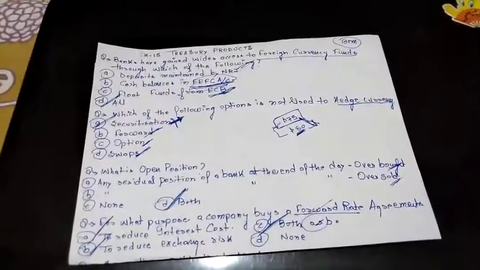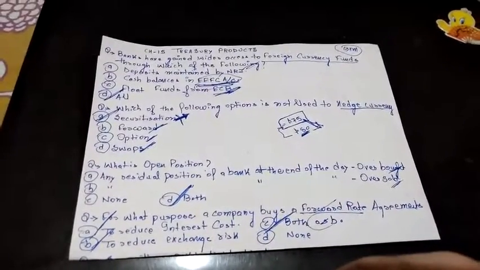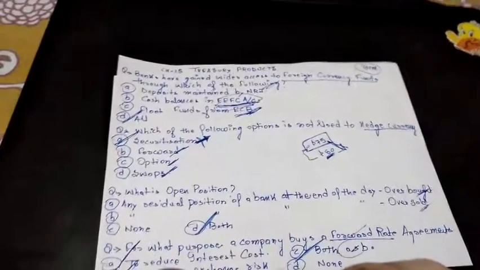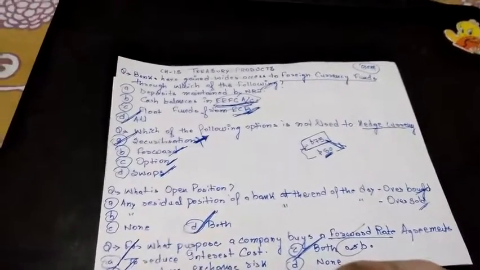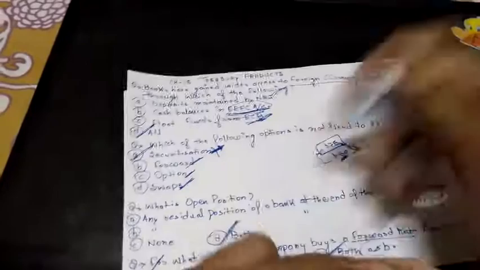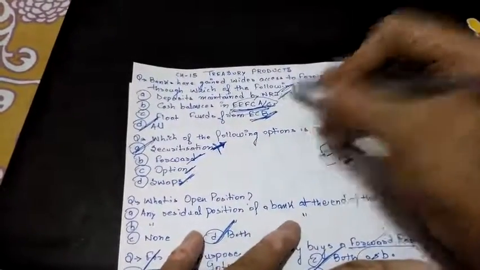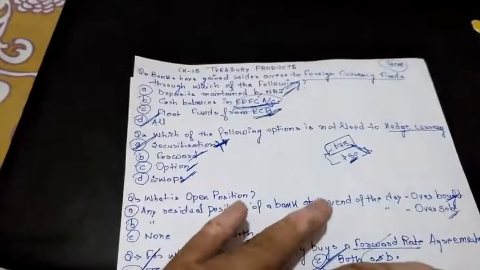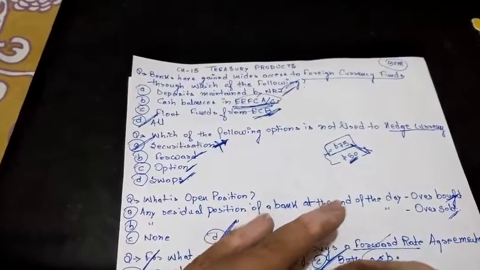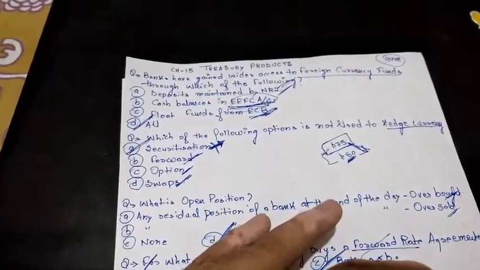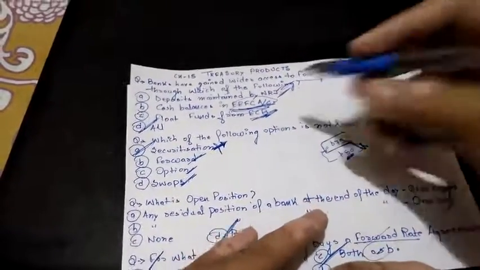Question 1. Banks have gained wider access to the foreign currency funds. Now we know that the banks maintain foreign currency in their premises. So where do they get the foreign currency? Now we will see the options. Deposit maintained by the NRI. Yes, there are lots of accounts that NRIs maintain in India in dollar form. So that is nothing but contributing to our foreign currency.